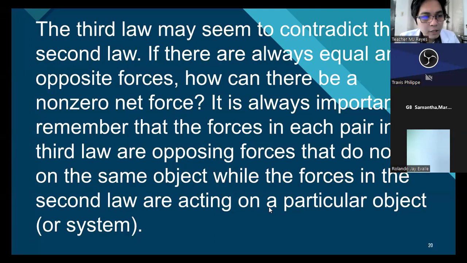Movement will actually stop. What if we remove the ground? What will happen to the pen? It will just keep falling, correct? Because there is no force that acts on it.